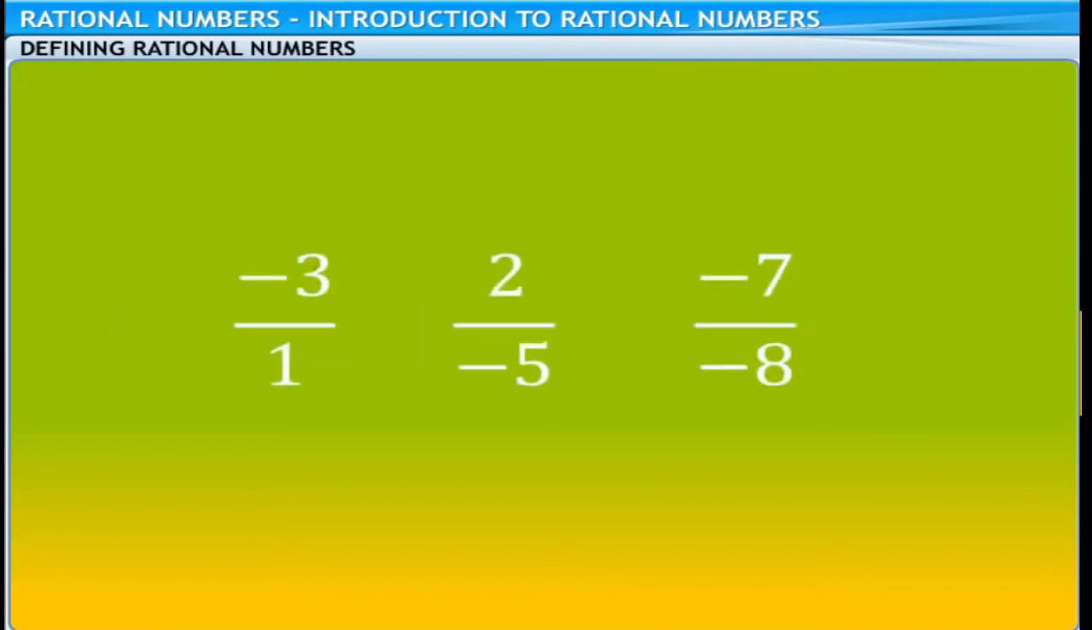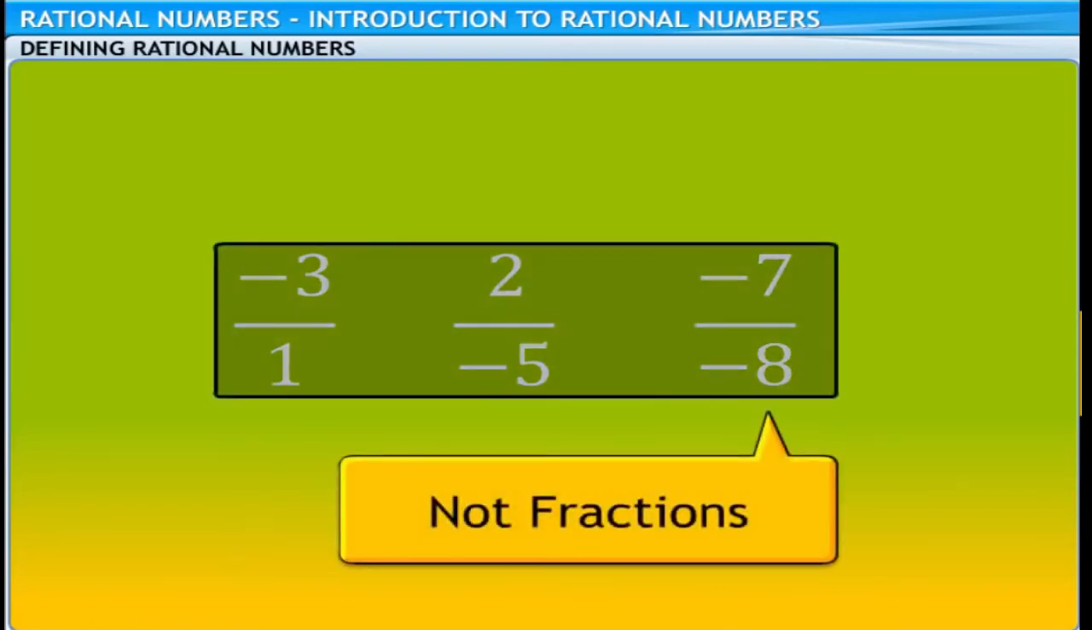But some of these numbers are made up of negative integers. In the first number, the numerator is a negative integer. In the second, the denominator is a negative integer. While in the third number, both the numerator and the denominator are negative integers. By definition, these numbers cannot be called fractions. Seems like Unc has created a new group of numbers. These numbers are called rational numbers.